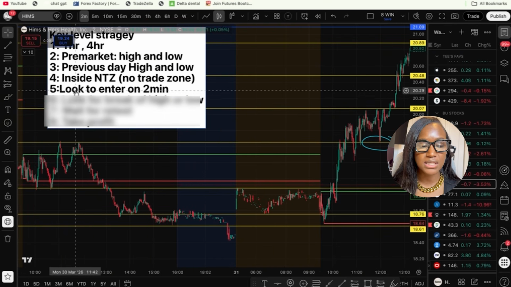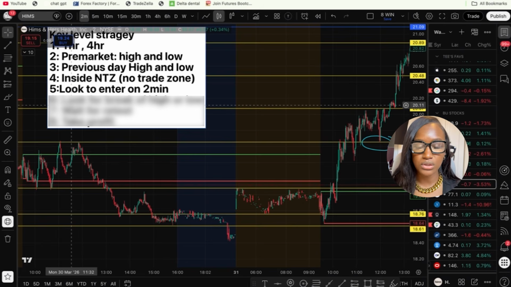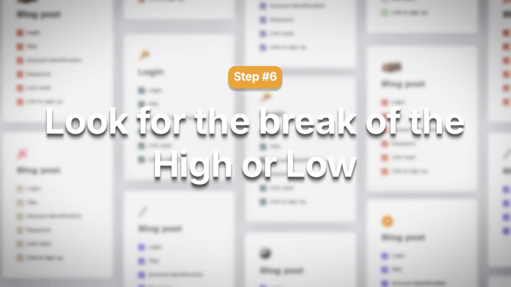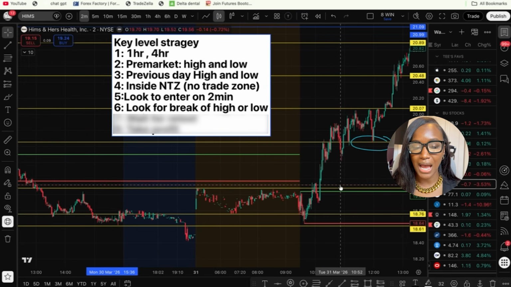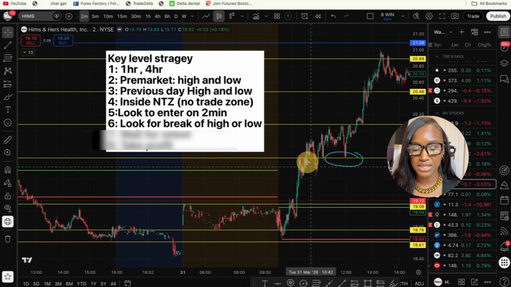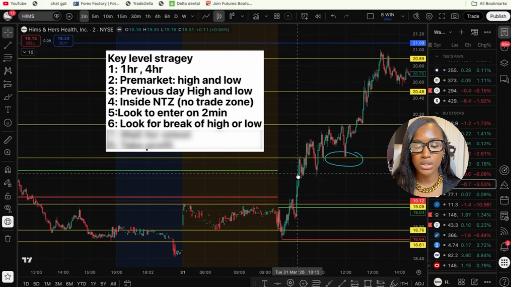Now, after step 5, we are looking for what? We're looking for step 6. We're looking for the break of the high or the low. Now we're in a clear uptrend here, so we'd be looking for the break of the what? The high or the low. We're looking for the break of the high. So we've already broken pre-market high. Now we're looking to see if we can break previous day high, which is this line right here. And I want you to see that we did get a clear break of this level here. But as you can see, price had a little bit of trouble and it was hanging around this level for a while. But we retested this level, which is taking us to step 7.